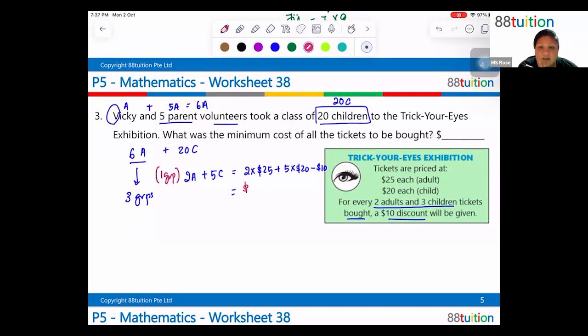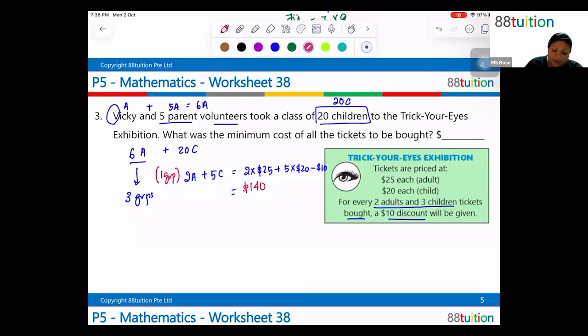Anyone? A group of 2 adults plus 5 children with a $10 discount, how much would this one group cost? What is the ticket for one group of 2 adults and 5 children? How much would it cost? $63. Yes, thank you, Rachel. So that's 140.